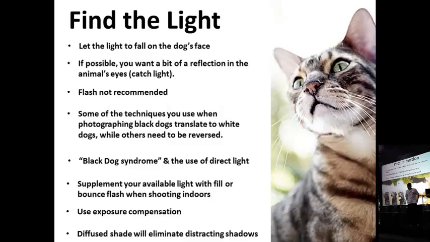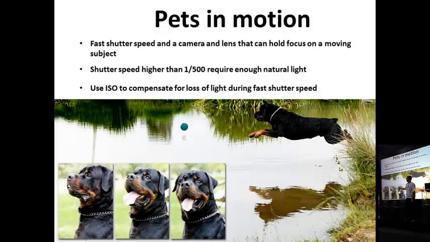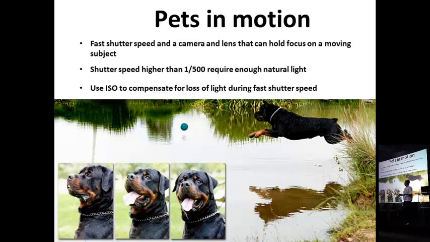Pets in motion. This didn't happen in one shot. Usually with pets in motion, you have to take quite a couple of shots to get the perfect shot. Luckily, this dog was up for it, so he'll just jump if you throw a ball. So what you need, firstly, is a very fast shutter speed. Now, who can tell me what happens when you select a fast shutter speed on your camera? What do you lose? Light. You lose light.